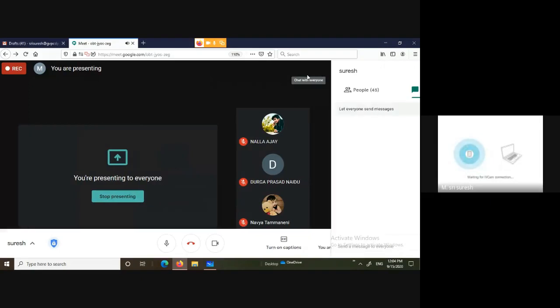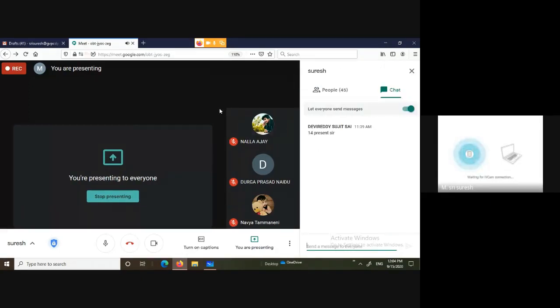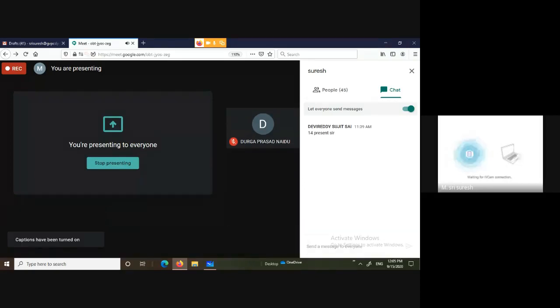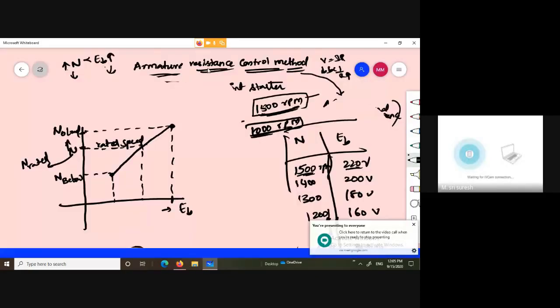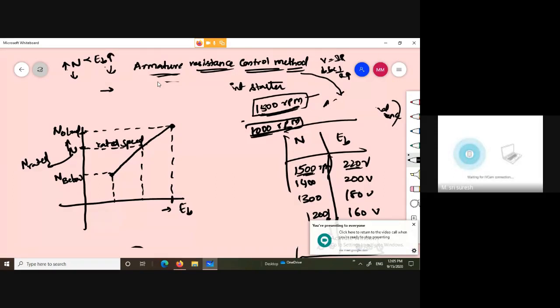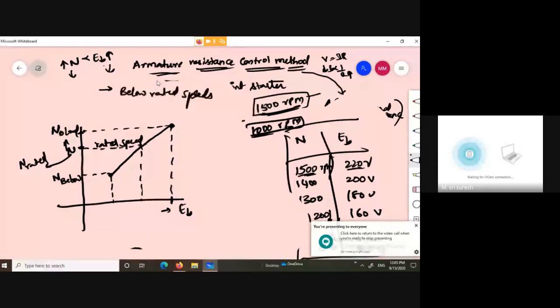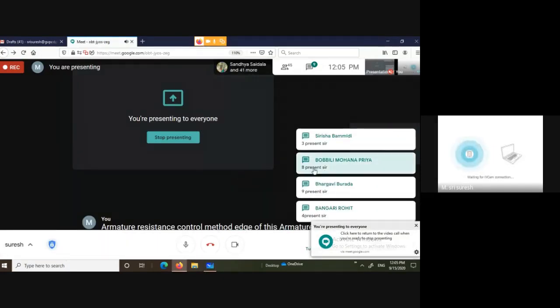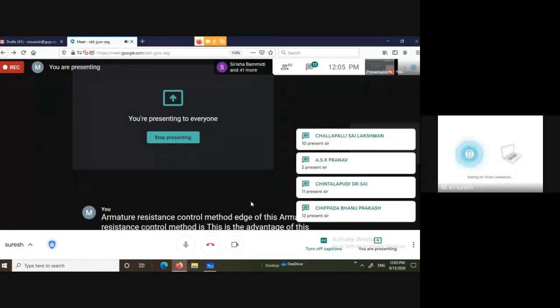So you can now post your attendance in serial order in the chat box. It is completed now. By using this armature resistance control method, this is the advantage of this particular method. With this I'm ending this class. You can post your attendance in the chat box in serial order.